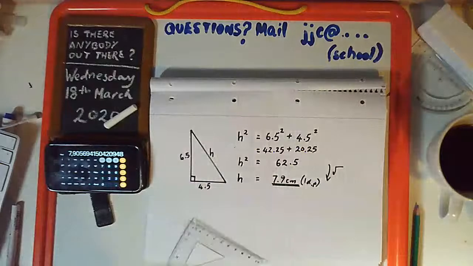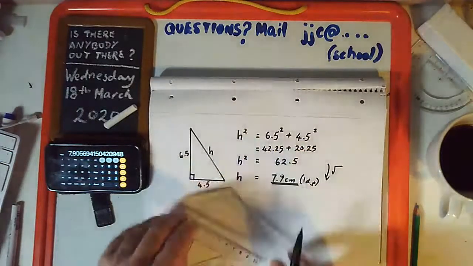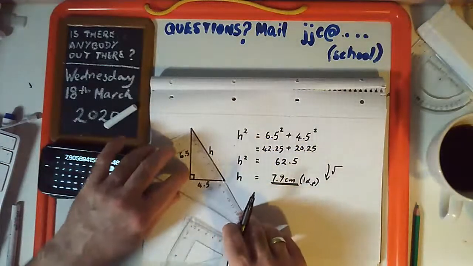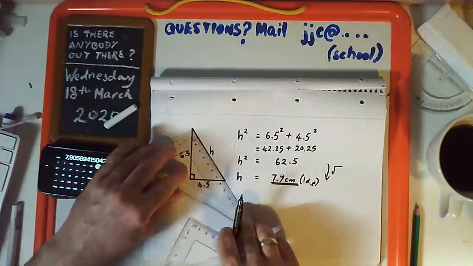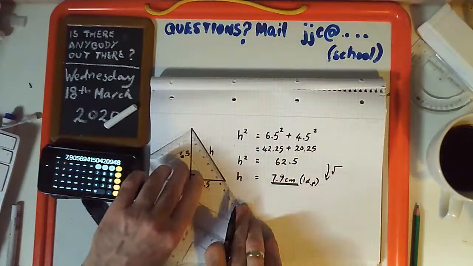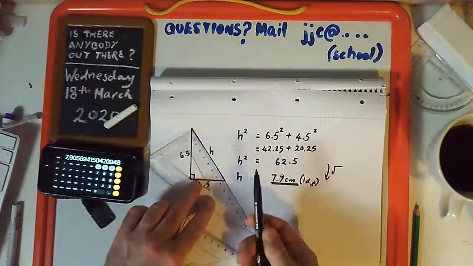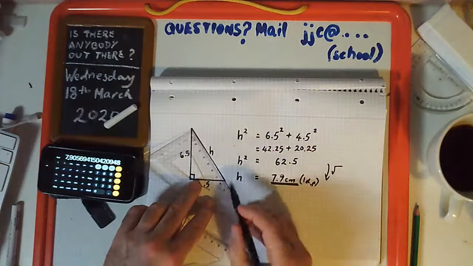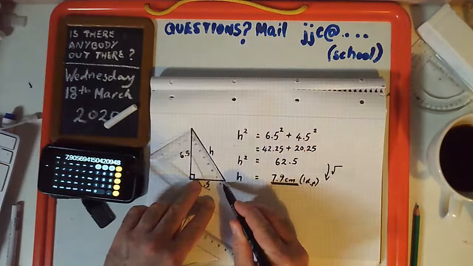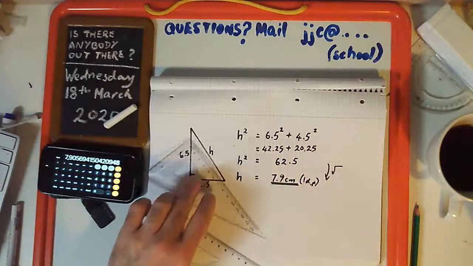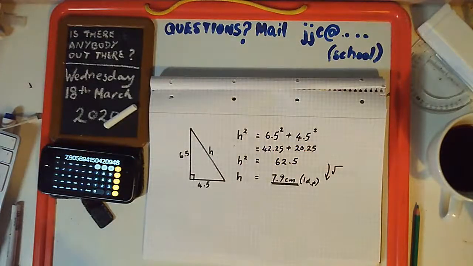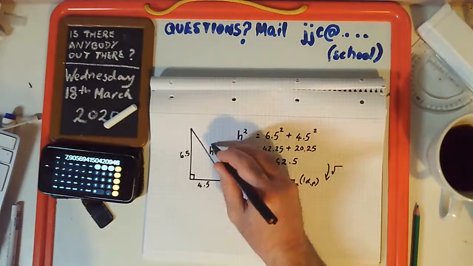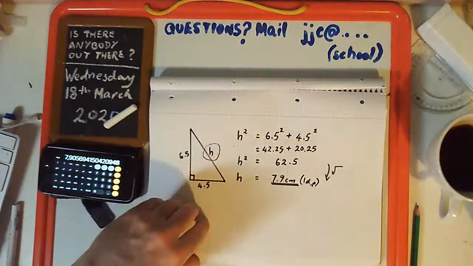7.9 to 1 decimal place. And of course, the good thing with this is I can actually measure that to check that makes sense. And there it is. Taking into account that I've got a pen where I'm drawing lines that are a couple of millimeters thick, you can see that 7.9 is pretty well on the mark. So that's good. That all worked. So that's one kind of question you get when you're doing Pythagoras, where you're finding the missing side, and the missing side is the longest one.